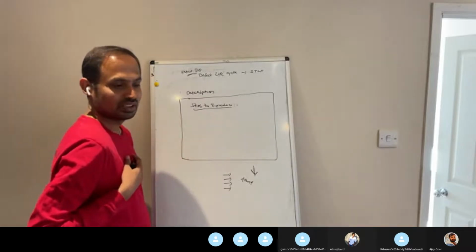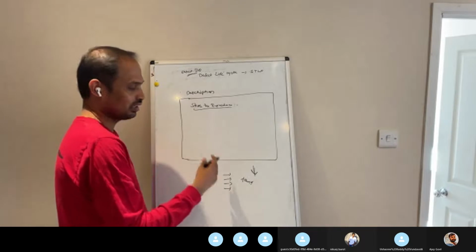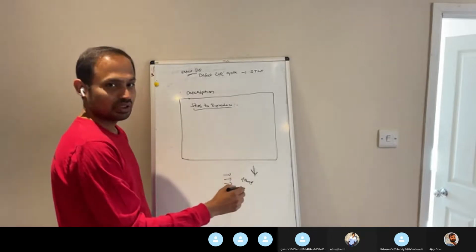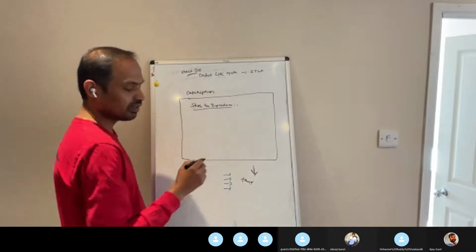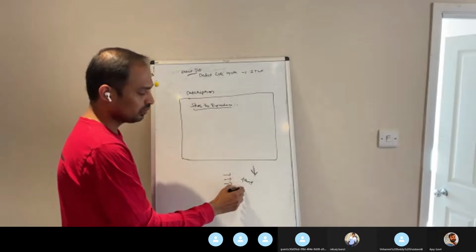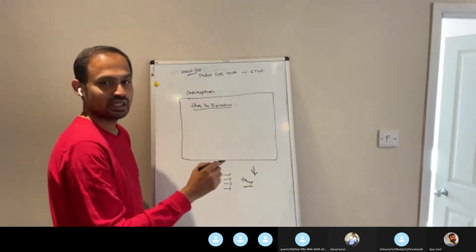So I found the defect. I need to check whether the defect is genuine or not. To check that, I need to follow the steps. Whatever steps I followed as a tester, he has to follow the same steps to find the defect, right? So that is steps to reproduce.